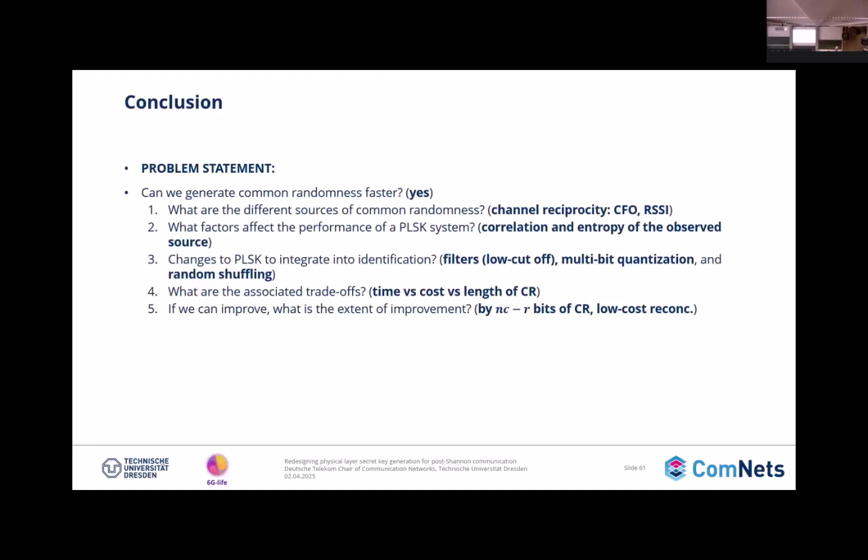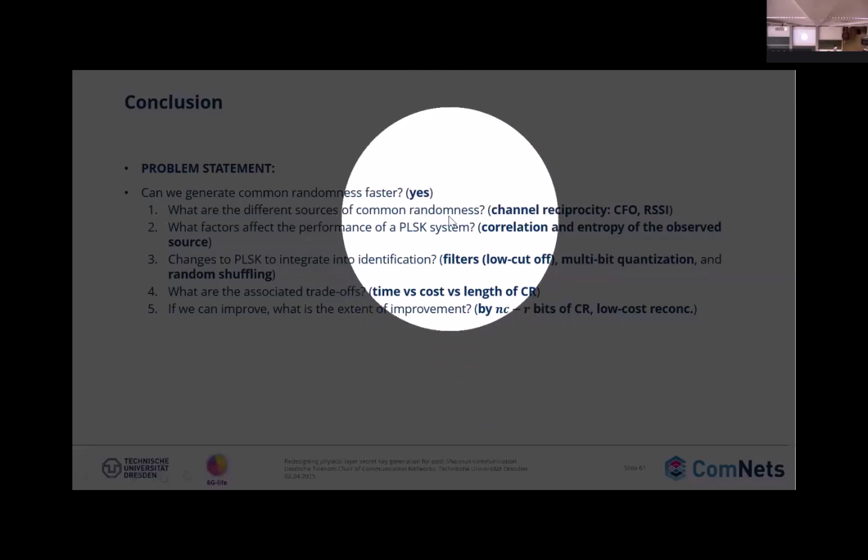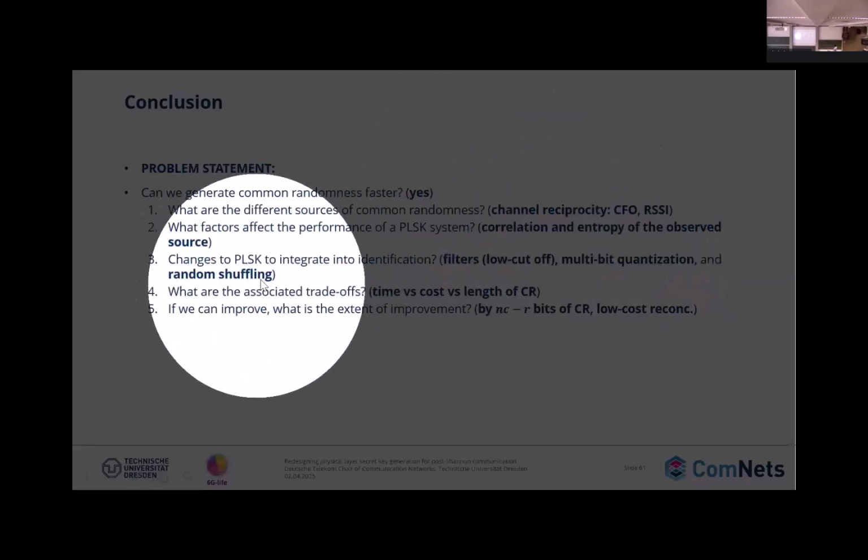So then to conclude, were we able to generate common randomness at a much faster rate at lower reconciliation cost? The answer is yes. For that, we need to take a look at the reciprocity. We need to observe a random variable which is highly correlated. That's what we did, and we used the most highly correlated variable as a common source of observation. And then we introduced multi-bit quantization and random shuffling.